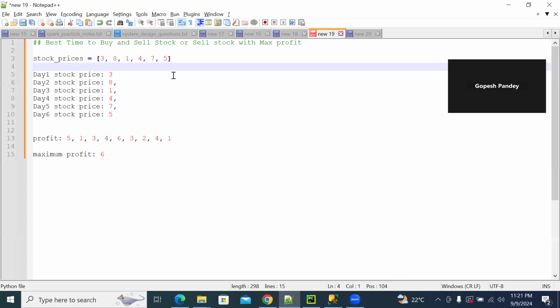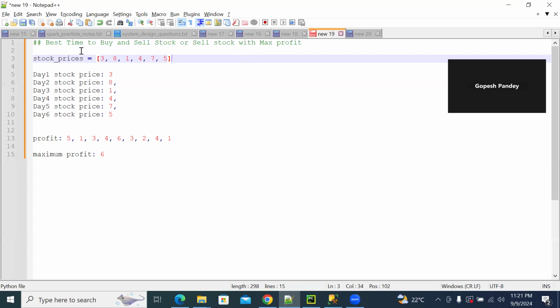So, as you have seen, the title is Best Time to Buy and Sell the Stock. In other words, I can title this problem statement as sell the stock with maximum profit. Like you buy the stock with minimum price and sell the stock with maximum price, so that you can ensure selling your stock with maximum profit.